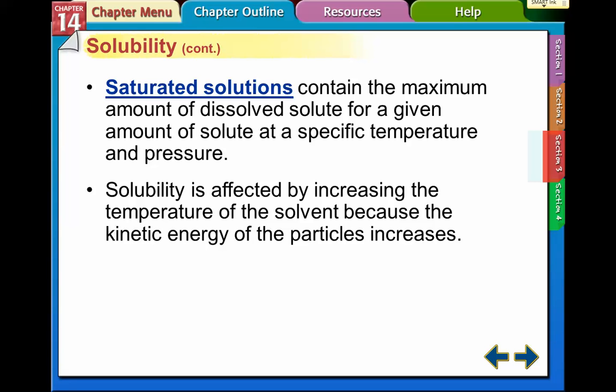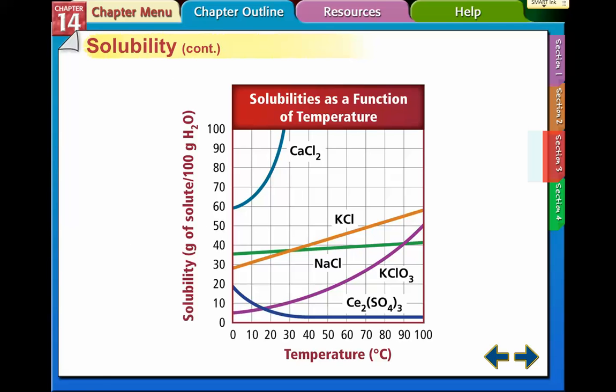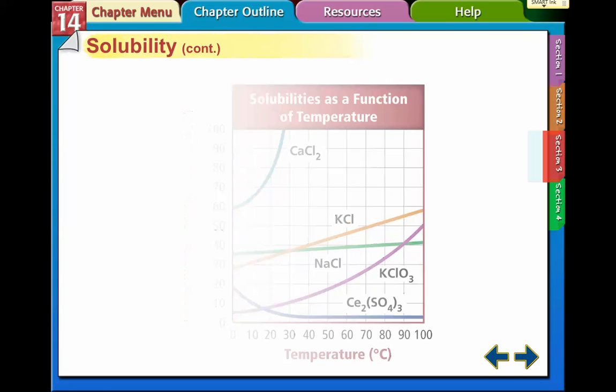And solubility is affected by the temperature of the solvent because kinetic energy increases the energy of the particles. So this is a little chart. It shows for most things that if you increase the temperature, the solubility goes up. So all these go up a little bit, but you notice that sodium chloride doesn't really, temperature doesn't really affect that one very much. Pretty flat curve. And this one down here, I forget what that element's called, that actually when temperature goes up, the solubility goes down. Okay, so that's the exception. But most of them, as temperature goes up, solubility increases.